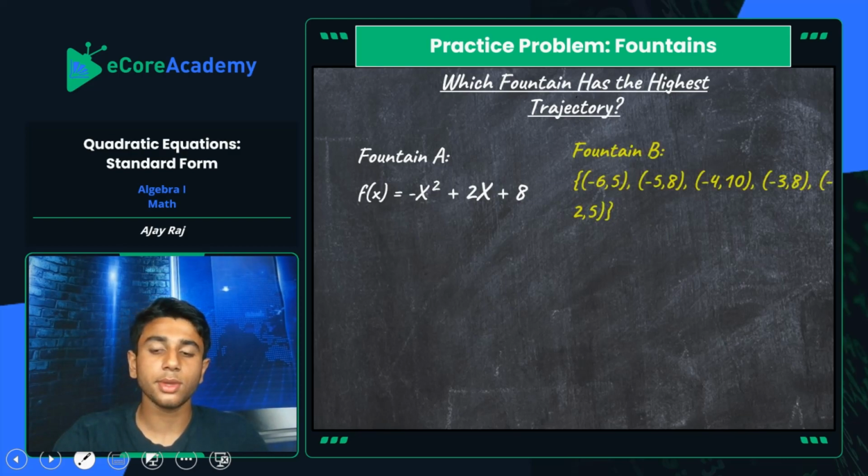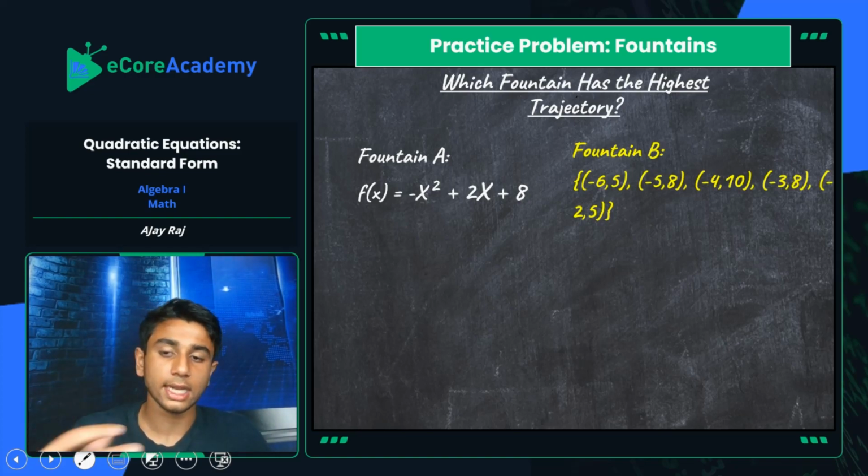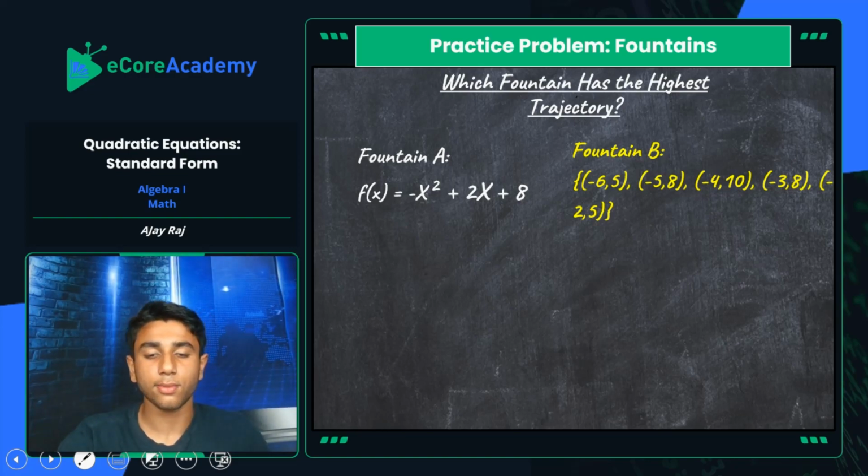And then, of course, we have fountain B, except that fountain B this time is a little bit different. It's written with a set of coordinate points like -6, 5, -5, 8, -4, 10, -3, 8. The negative got cut off a little bit, but it's -2, 5 as the last point.